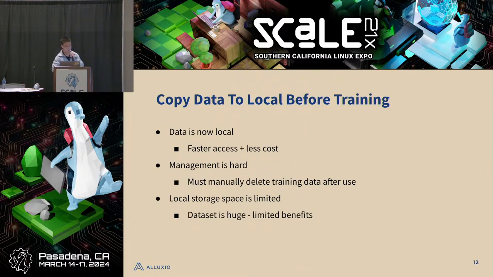Otherwise, there's no space for the next batch of training or reading data. At the same time, the local storage is limited because the data is growing. The size of datasets is growing very fast, and it's very, very huge. The local disk may not cache all the files, so although some data can be accessed faster, it's limited.